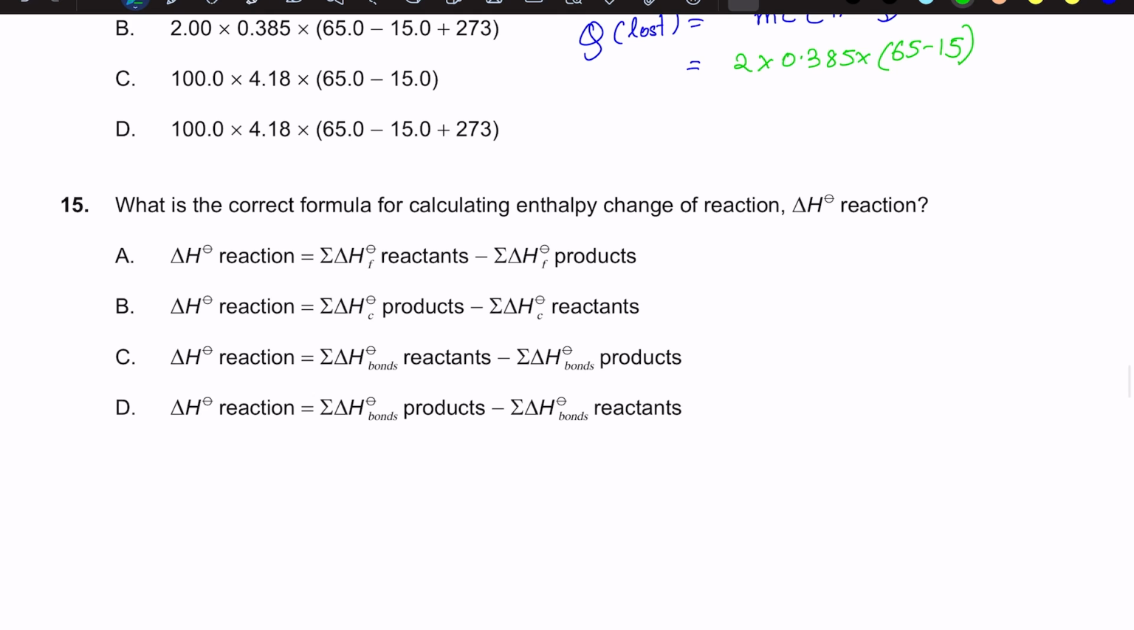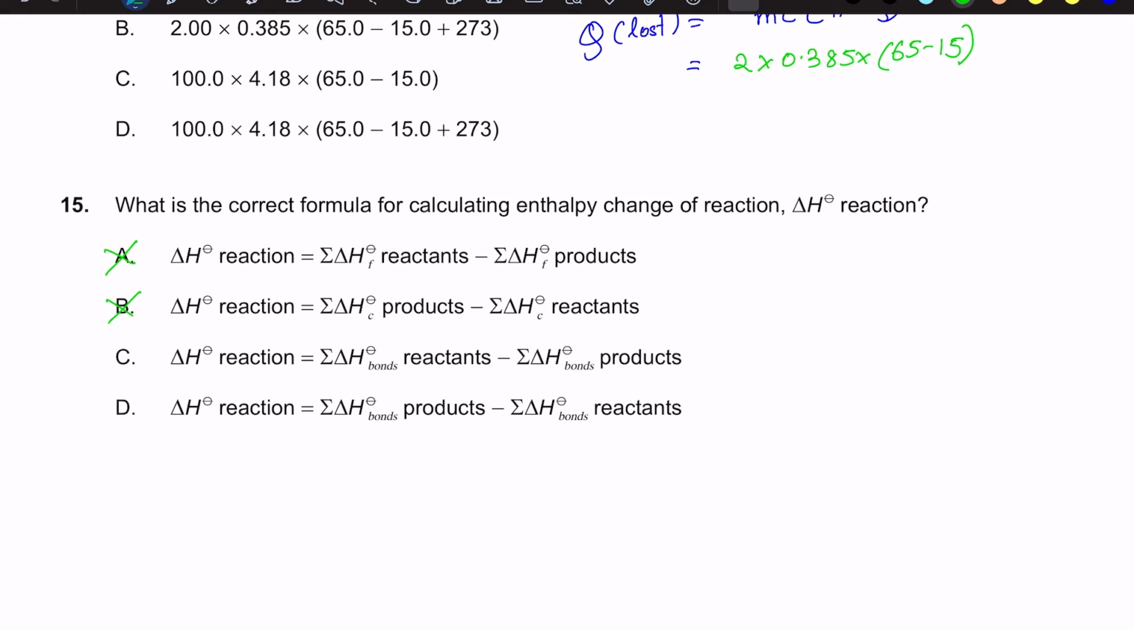Now moving to the next one. What is the correct formula for calculating enthalpy change of a reaction? Okay, so they have a number of options here. If you have enthalpy of formation, it will be enthalpy of formation of products minus reactants. We can eliminate option A. For enthalpy of combustion, it has to be the summation of enthalpy of combustion of reactants minus products.